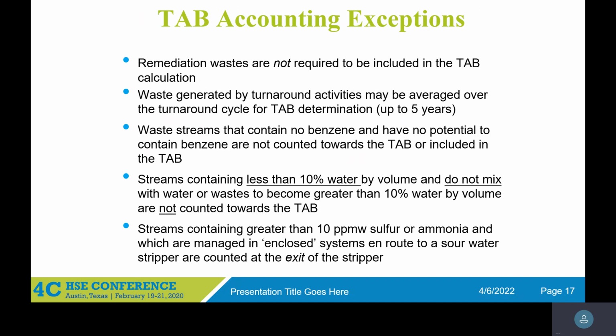A little redundant already, but here are the exemptions. Again, remediation is not included in the tab, but it is included in your 2BQ or 6BQ report if you are applicable to those. Turnaround over 5 years. If there's no benzene and no potential to contain any benzene, you don't have to include it. Streams that are less than 10% water are not included. But remember, if it ever commingles and becomes at some point greater than 10%, you have to include it. And again, the saltwater exemption: if it is greater than 10 ppm sulfur or ammonia, you get to count at the exit.